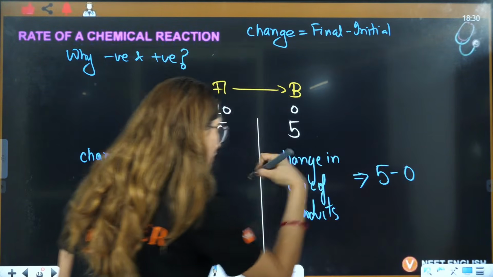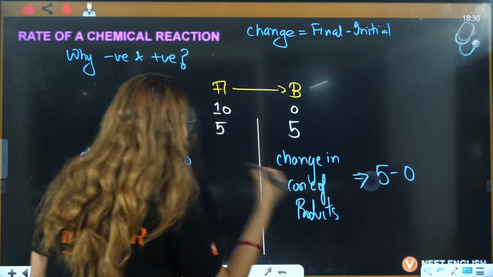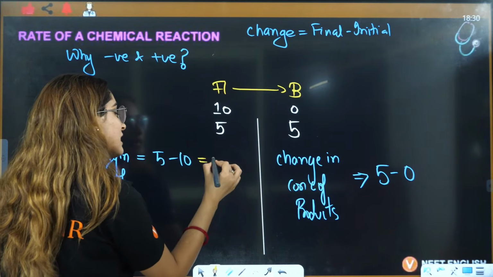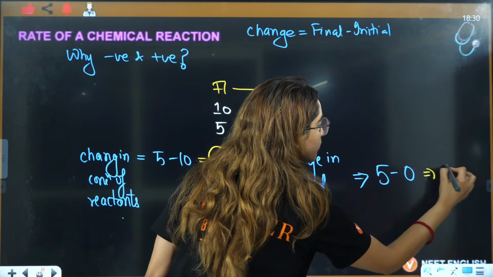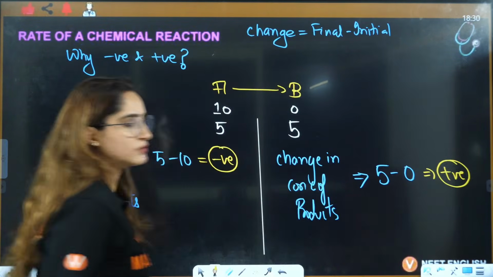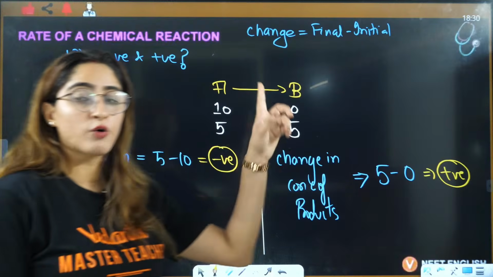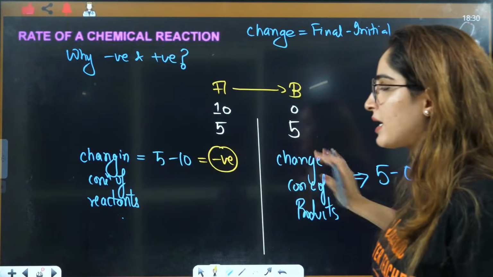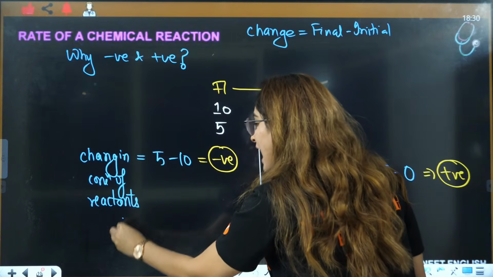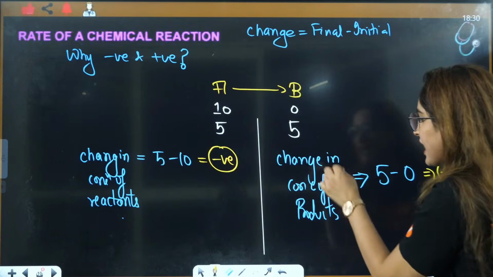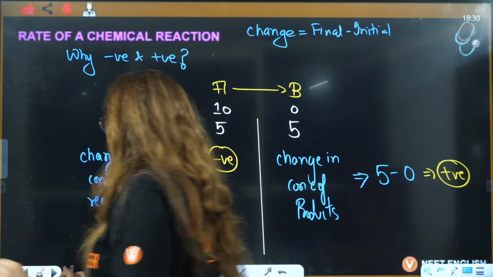Right? So can I see that here it is coming out to be negative. Here it is coming out to be positive. In the reactant, change in concentration of reactant is negative. Change in concentration of product is positive.